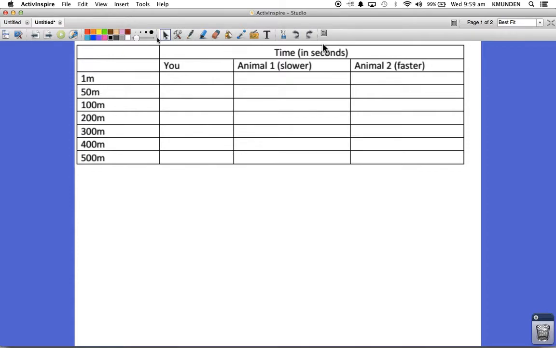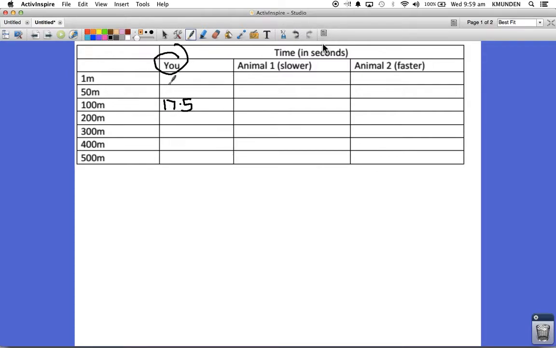And the easiest column for you to fill in is going to be this first column because that's your speed. So you'll remember from when you were running what your 100-meter time was. You're going to write your 100-meter time in this row right over here. And let's suppose that my 100-meter time was 17.5 seconds. You can use that information to help you fill in your theoretical time for these other distances.